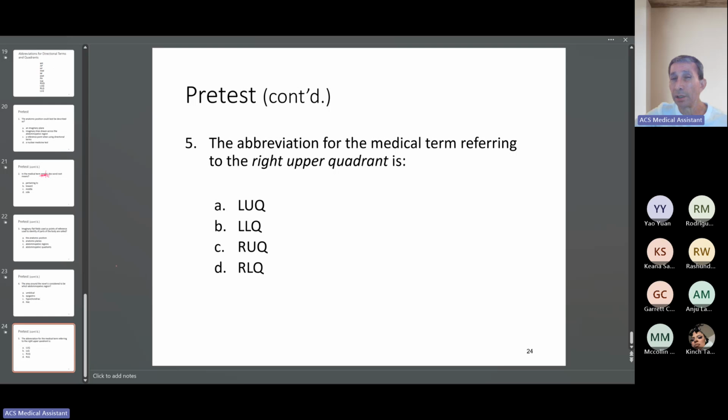Okay, one more. Number 5, the abbreviation for the medical term referring to the right upper quadrant. Oh my goodness, can this be any easier? Let's see, everybody should get it right.